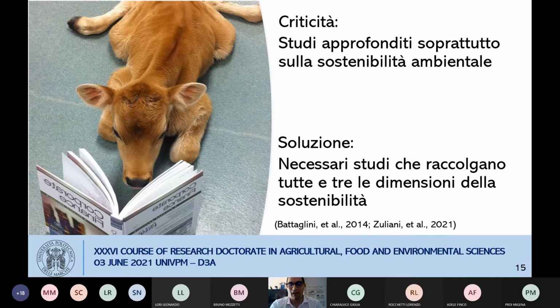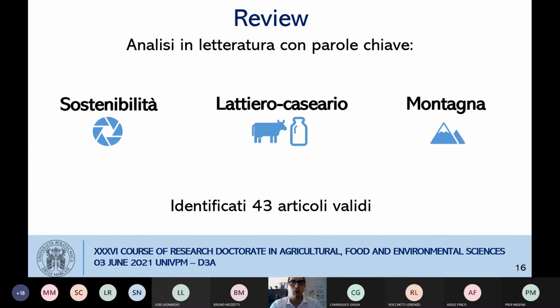Da questa pre-analisi sono risultate alcune criticità. In particolare, la più importante è che mancano studi approfonditi che vadano ad analizzare tutti e tre gli aspetti della sostenibilità, mentre sono presenti soprattutto studi che approfondiscono singoli aspetti ed in particolare singoli aspetti legati alla sostenibilità ambientale. Quindi sono necessari studi che vadano a raccogliere le tre dimensioni della sostenibilità per dare una più chiara idea di come le aziende dovrebbero comportarsi per mantenere una produzione sostenibile.